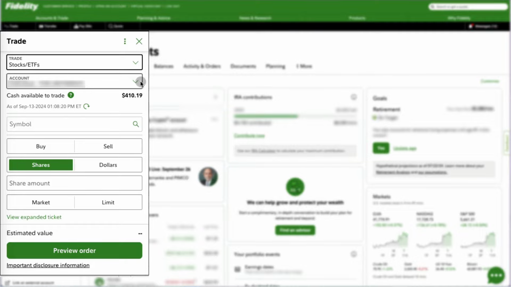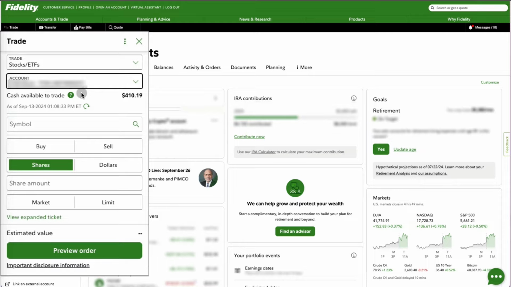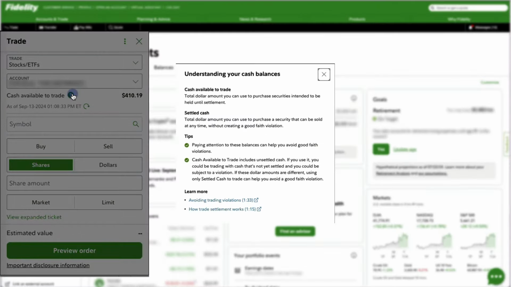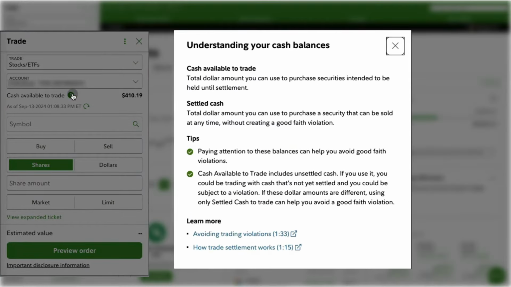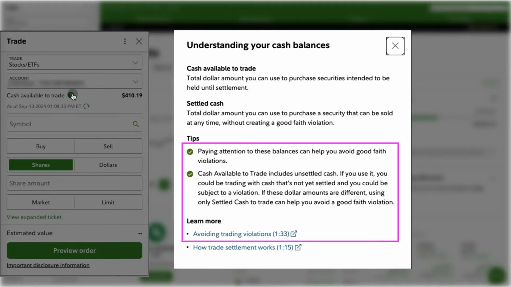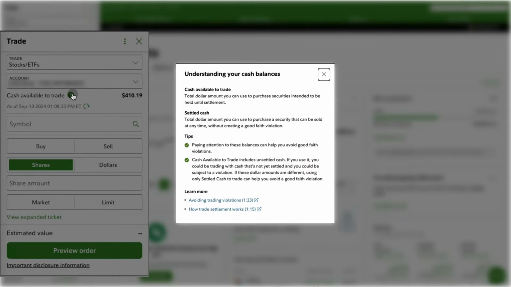Select one. After selecting the account, I can see how much cash is available for trading. I have $410.19 in the account ready to invest. If you select the More Info icon, you will get extra details about cash balance availability. It also highlights the importance of avoiding good faith trading violations, which means you shouldn't trade with money you don't have.